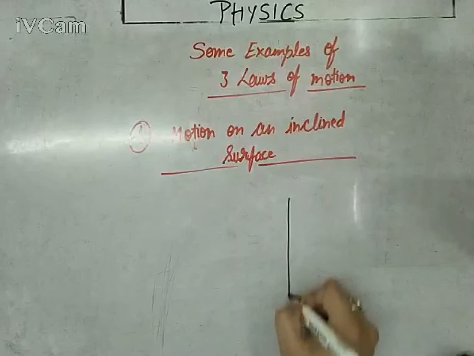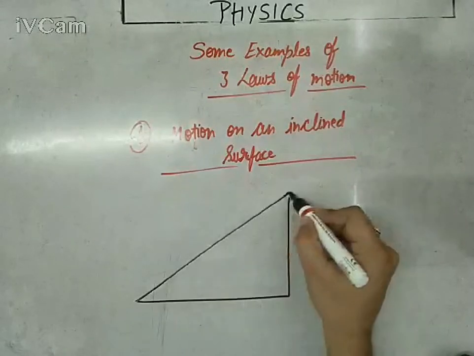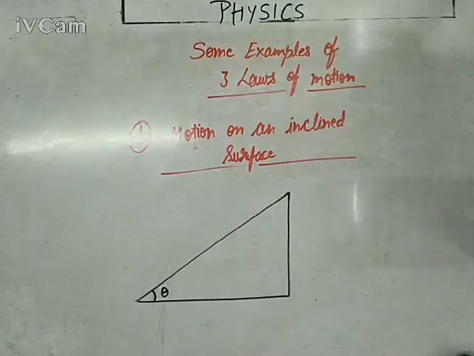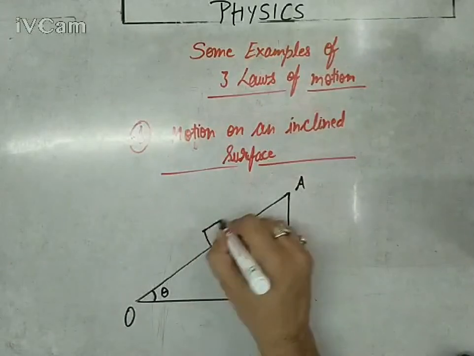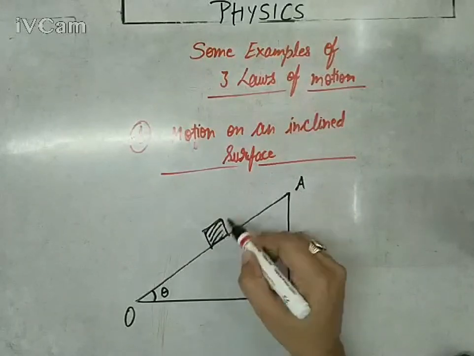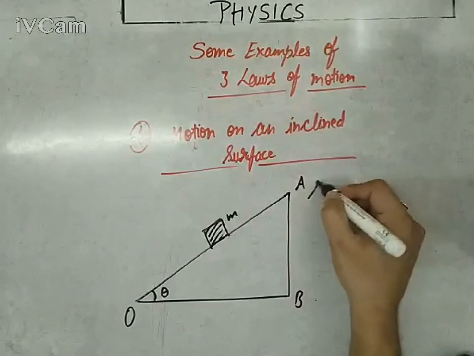For example, we are talking about an inclined surface. Angle of inclination is theta from horizontal. Let's call it O, A and B, and an object of mass m has been placed on this. Right now we are assuming that this surface is a frictionless surface or a smooth surface.